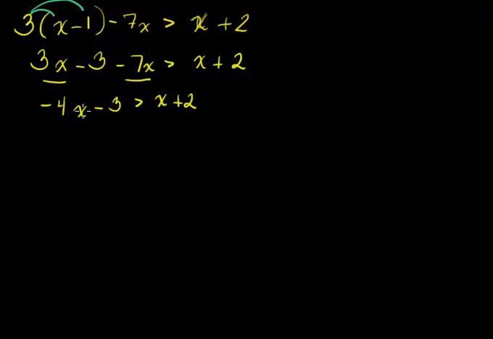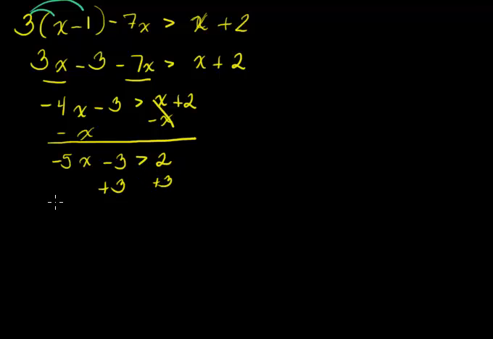Now let's put our variables on the left-hand side. Here what we're essentially doing is saying negative 4 minus 1, which is negative 5x minus 3. These cancel out. This is our subtraction property of equality. And now we're going to use our addition property of inequality. And when we do this, we're going to cancel. We get negative 5x is greater than 5.